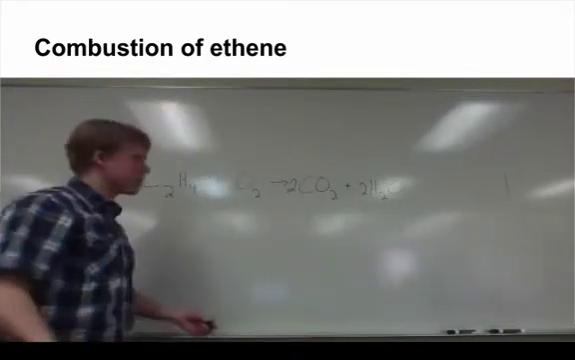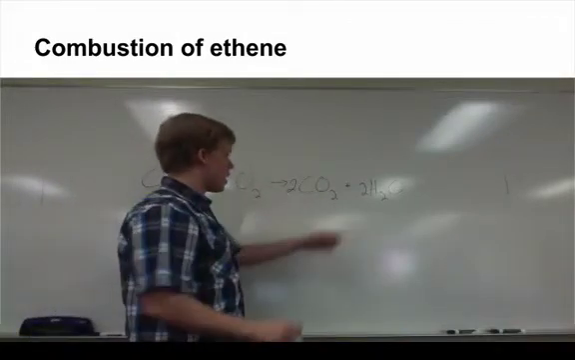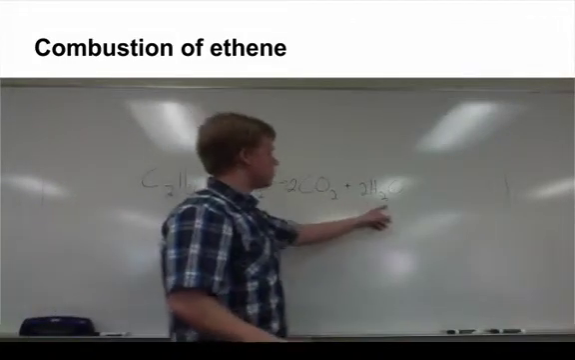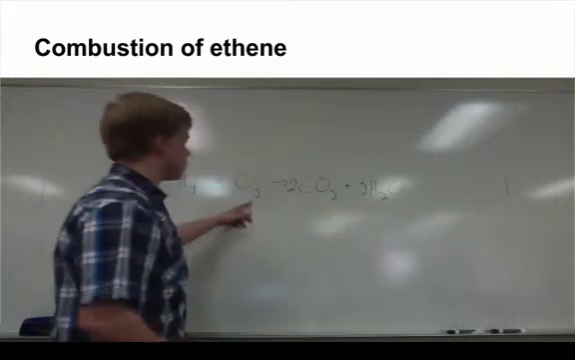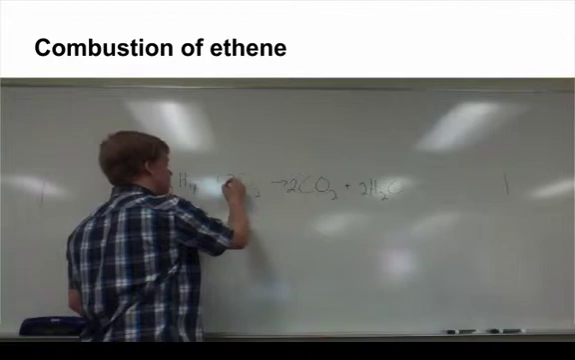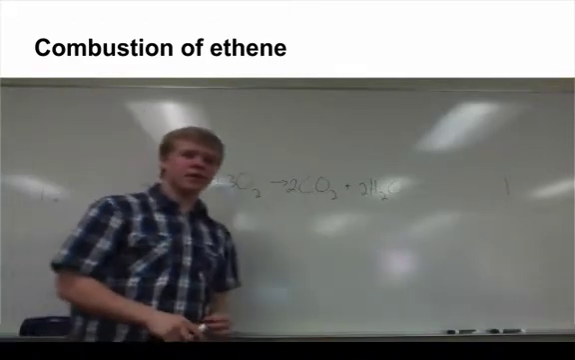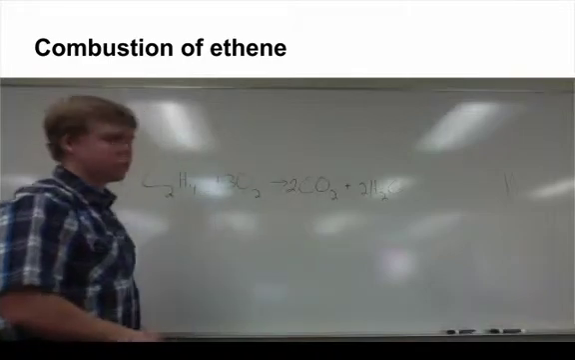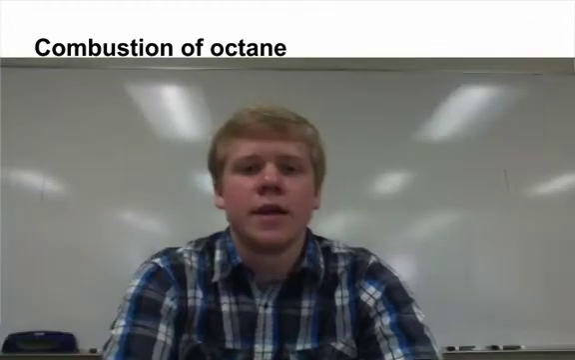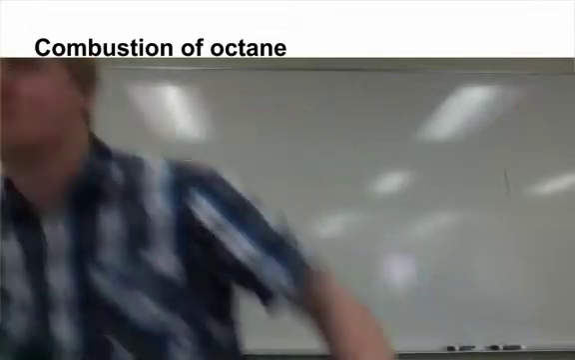Then I like to focus on the oxygens. Now we can see that we have 4 oxygens here and 2 here. We have a coefficient of 2. So for this, we need a 3 in front of the oxygen. And that is your complete and balanced chemical equation for the combustion of ethene. Now let's move to our second problem type, and this is the combustion of octane.